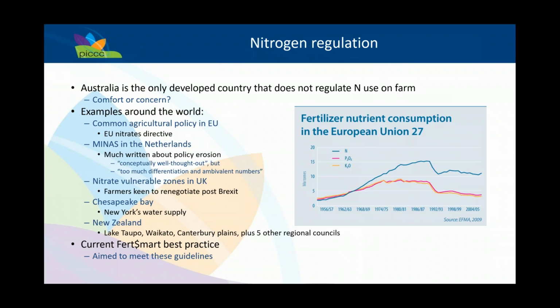And that's where places like the Netherlands have got into trouble, where they've actually defaulted into a recipe of applying nitrogen following as the animals leave a paddock, they go in with a dose of nitrogen 12 months of the year. That's where you run into trouble.